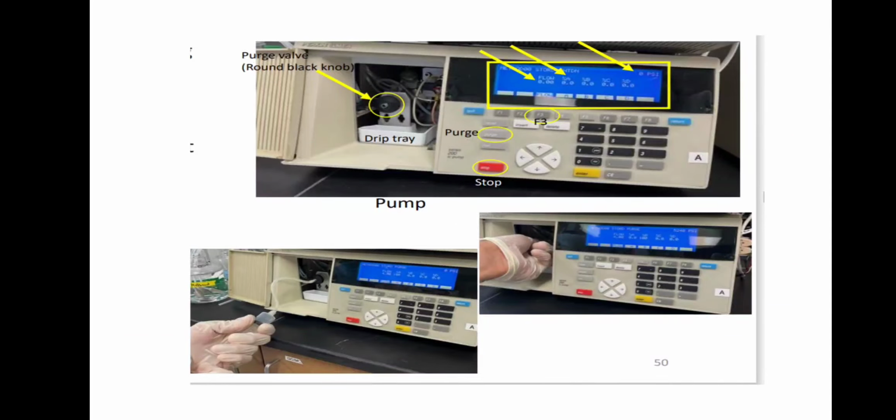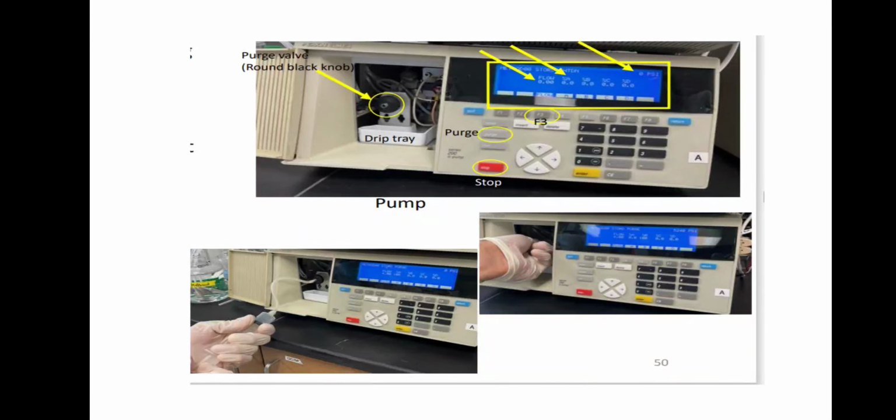We will explain the process of purging the HPLC system of air bubbles. Locate the purge valve with the round black knob and a white drip tray beneath it. Use an HPLC syringe and line to purge the system of air bubbles. You must purge lines A, B, C, and D. Adjust the flow rate to 4 milliliters per minute and set the solvent composition to 100% A.